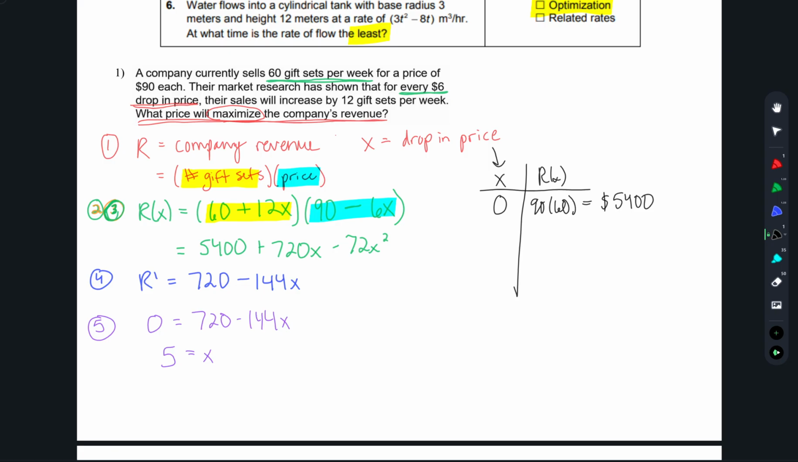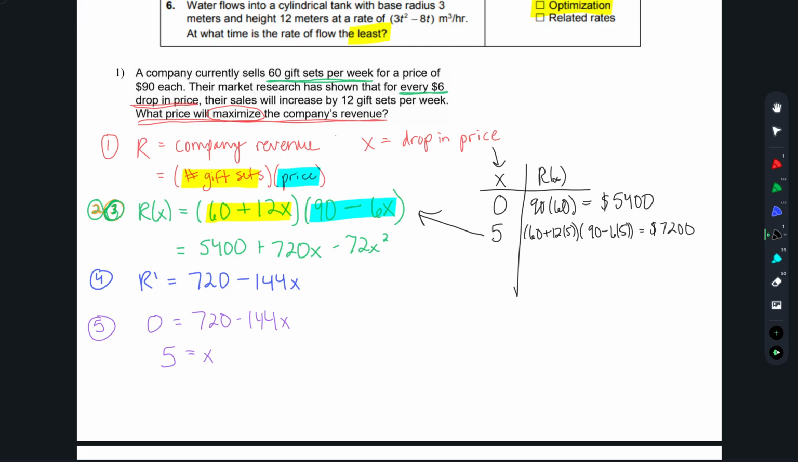Okay, and then you would check your critical value, which is 5, and that's where you're plugging it in, remember, into this thing. So you would do 60 plus 12 times 5, then 90 minus 6 times 5. And this ended up being the 7,200.